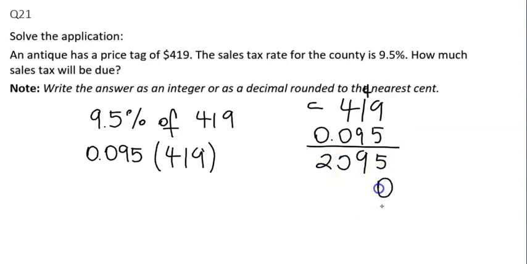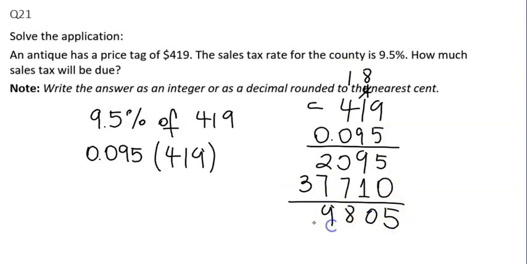I did the ones, now I'm going to do the tens. 9 times 9, 81, 8. 9 times 1, 9 and 8, 17, 1. 36 and 1, 37, 5, 0, 8, 9, 3. Am I done?